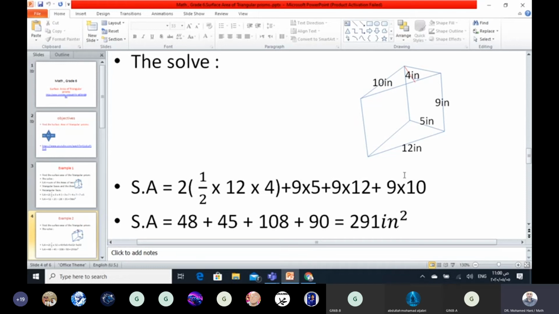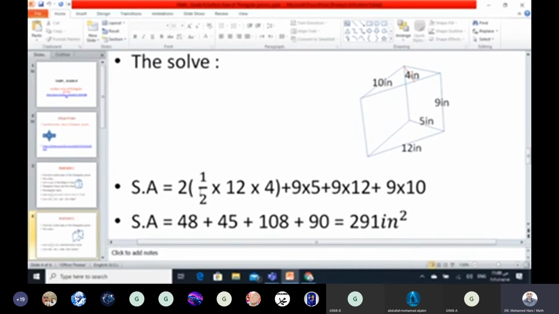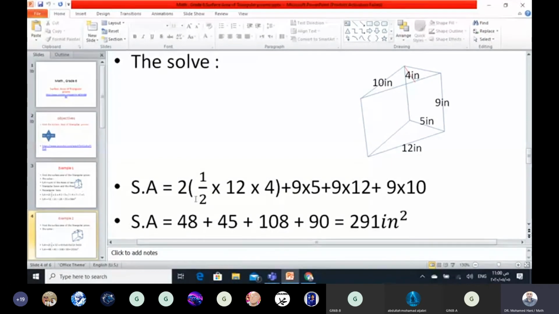Now we can solve. 4 times 12 will be 48. 48 multiplied by 1 is 48. 48 divided by 2 will be 24. Now the answer through the parentheses is 24, and we multiply by 2. 24 multiplied by 2 will be 48. So the answer here is 48 plus 9 times 5.